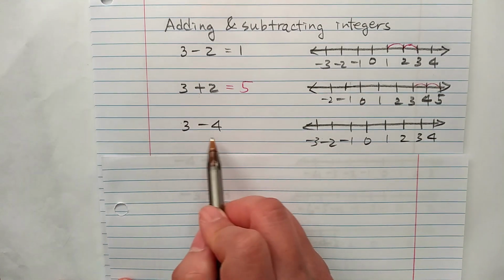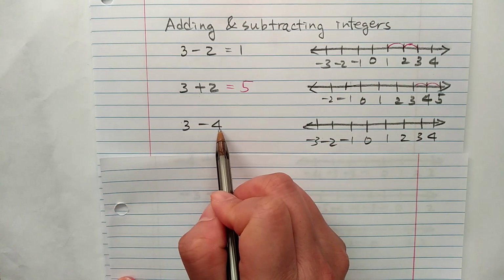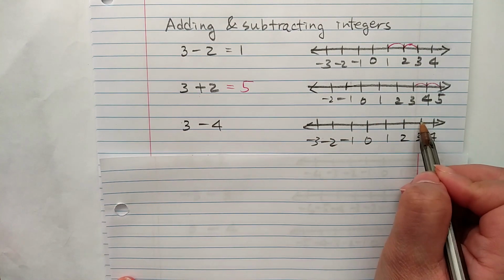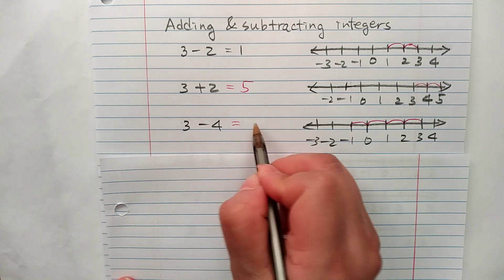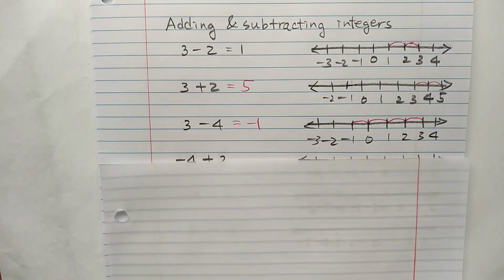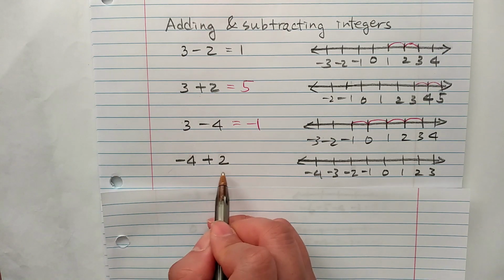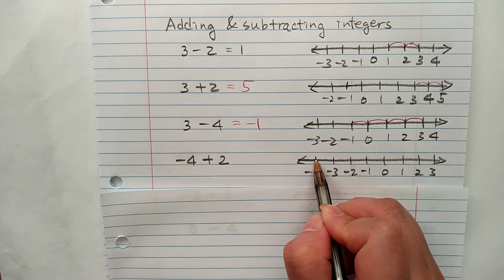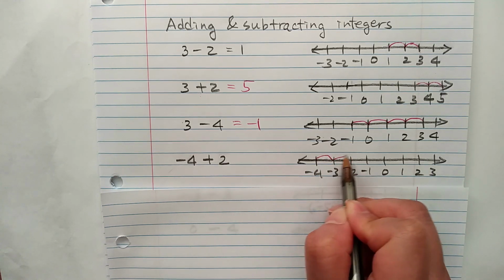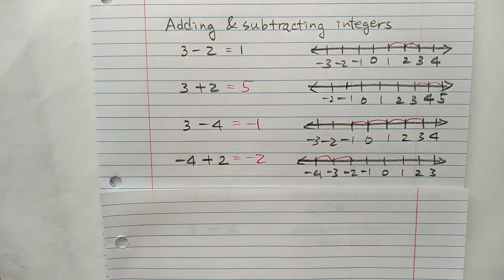What is 3 minus 4? Go to 3 and take 4 steps to the left. So 1, 2, 3, 4. So this is negative 1. Negative 4 plus 2. Go to negative 4 and take 2 steps to the right or to the left? To the right. 1 and 2. So this is negative 2.